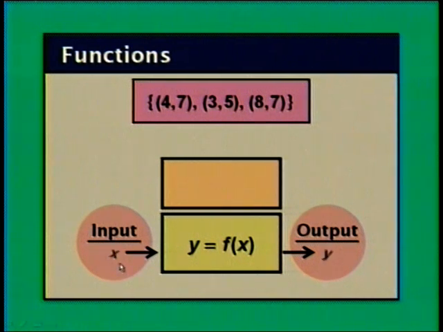What happens when we input 3 for x? We have the point 3, 5, so the output for y is going to be 5. F of 3 equals 5. The function value at 3 is 5. When we input 8 for x, from the point 8, 7, the output for y is 7. F of 8 equals 7. The function value at 8 is 7. I think we've milked this function for all it's worth. Let's look at another set.